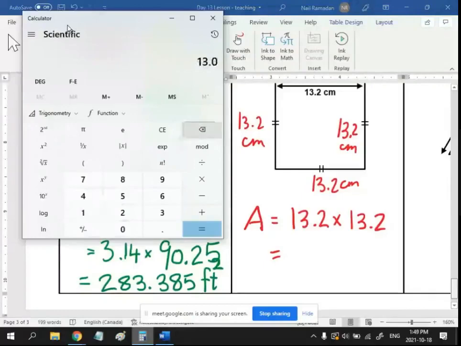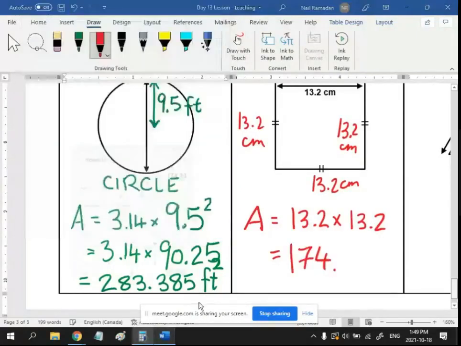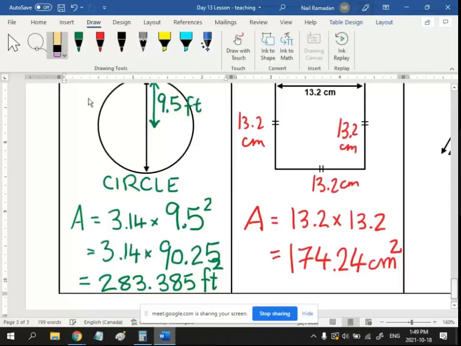Perfect. So I just need to multiply those two numbers together. 13.2 times 13.2 is 174.24. And what's the unit here? Centimeters. Thank you. With a square. You know what? Let me just clean this up right here.